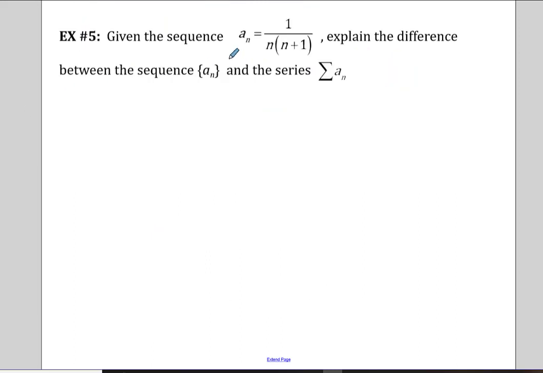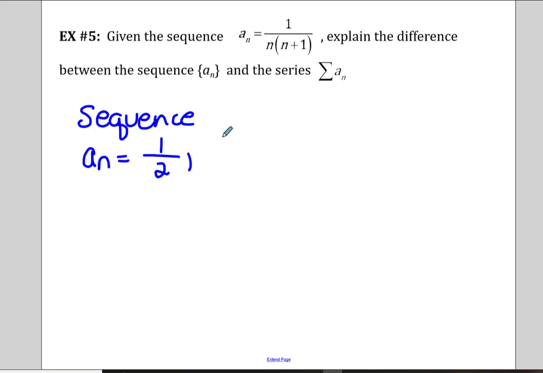Example 5, given this sequence, we want to explain the difference between the sequence a sub n and the series, which is the summation of the sequence. So the sequence, we said earlier, is the terms a sub n. So a sub 1 would be 1 times 2, and a sub 2 would be 1 over 2 times 3, and a sub 3 would be 1 over 12, and so on and so forth.